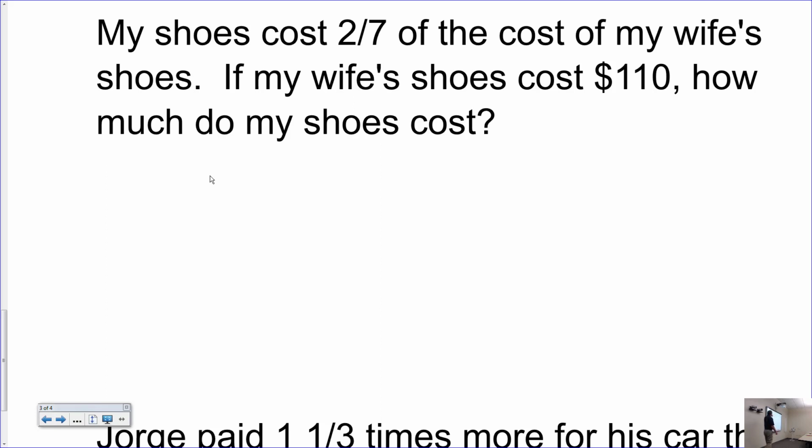All right, so how are we going to deal with this one, folks? My shoes cost 2/7 of the cost of my wife's shoes. Whoa. Fraction followed by the word of, folks. Multiply. I mean, there's sort of implied division with fractions in it, but you are going to multiply. All right. So, first off, folks, where's the verb in that sentence?